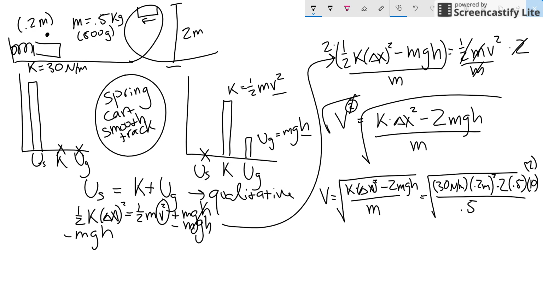I always like to do all the algebra first and plug in my numbers last, because that way, if I have a graphing calculator, I can plug everything in one line, and I'm way less likely to make mistakes. Or if I do, it's a lot easier to trace them back. So let's put this in. Square root of 30 times 0.2 squared minus 2 times 0.5 times 10 times 2. Divide that by 0.5. I have to plug it in again.